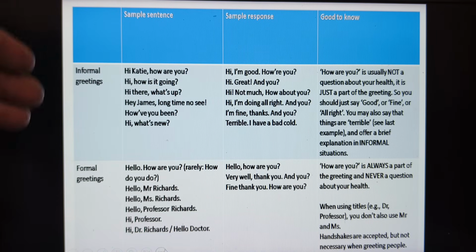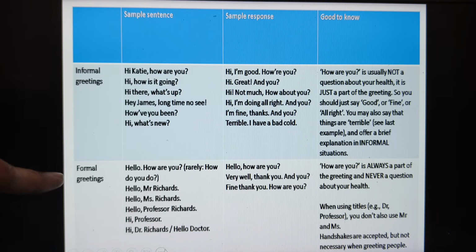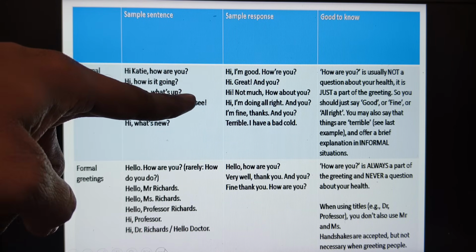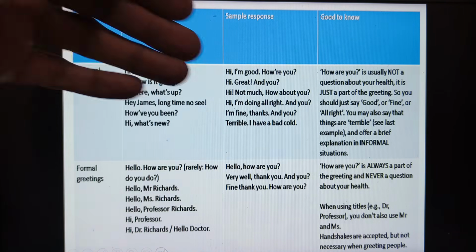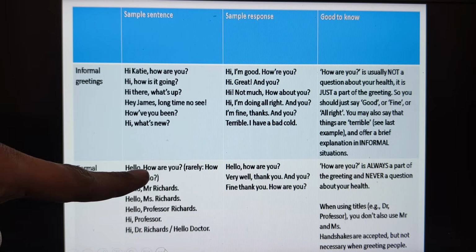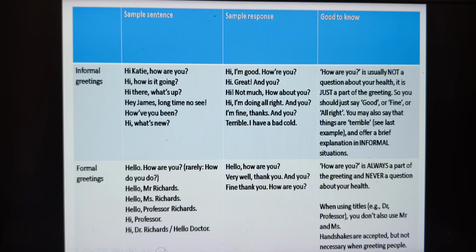And here if you see, friends, we have different kinds of communication or different kinds of greetings here. Informal greetings and the formal greetings, friends. So here if you see informal greetings, hi Kathy, how are you? And we say, hi, I am good, how are you? If you come here, formal greetings, hello, how are you? And the other person says, hello, how are you? And it goes on in this way.